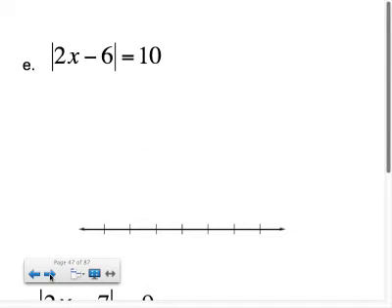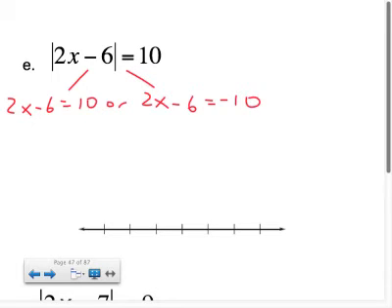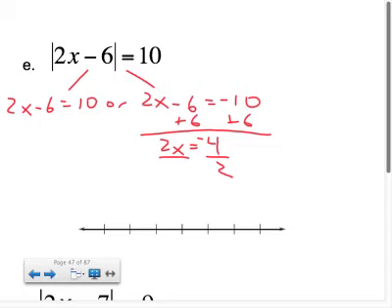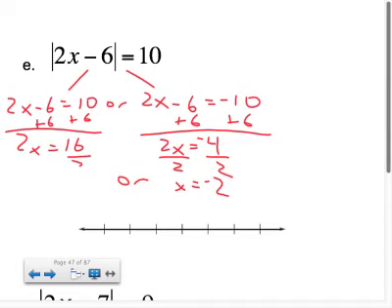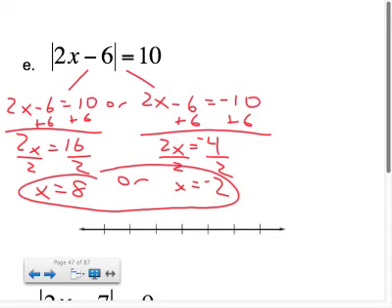Okay, part E here is review. It's an equation. So remember, you branch off to two things. You have 2x - 6 = 10, or 2x - 6 = -10. In both cases, you're going to add 6 to both sides, and then divide by 2. So x is -2, or when I add 6 and divide by 2 over here, you get x = 8. So either x is 8 or x is -2.